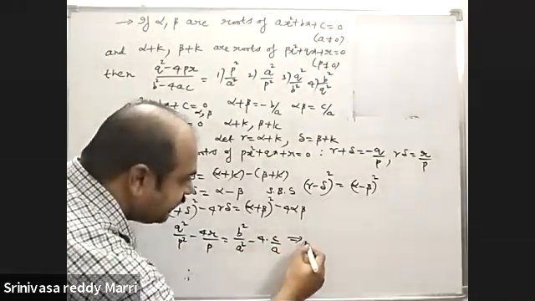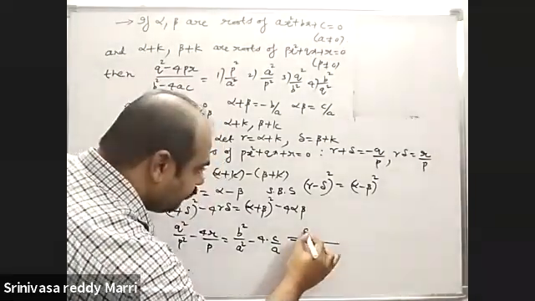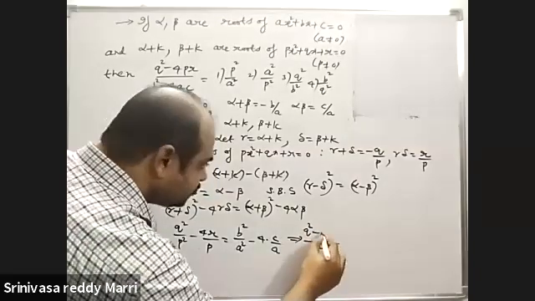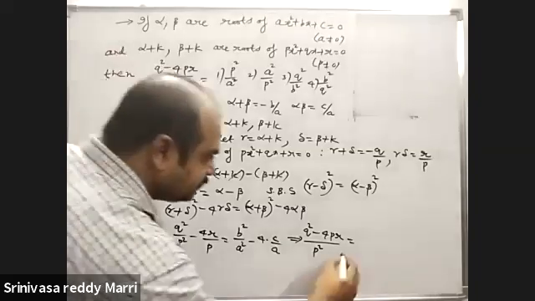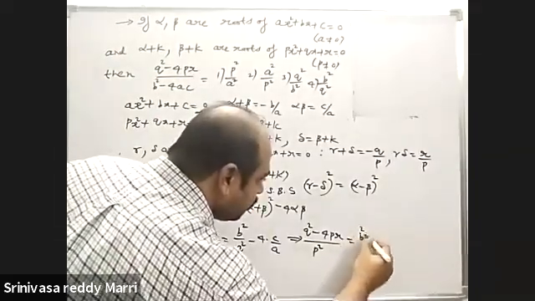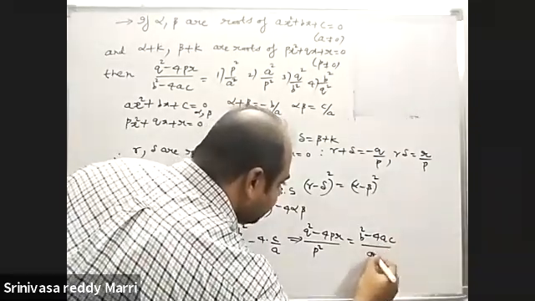Now on the left hand side I am taking LCM. So therefore what you will get: q square minus 4pr equals b square minus 4ac divided by a square.